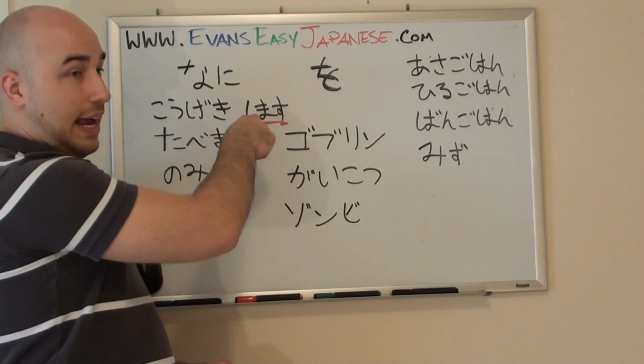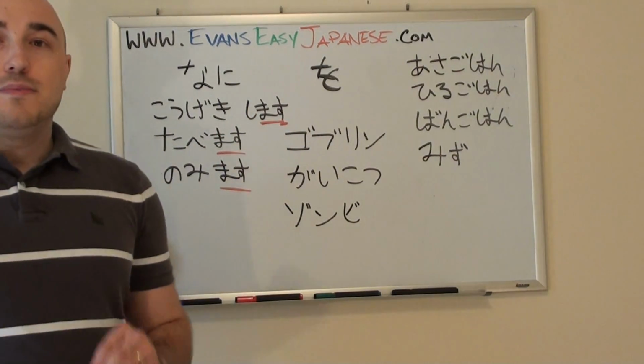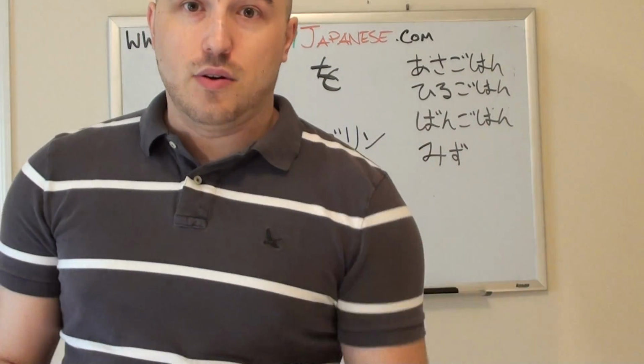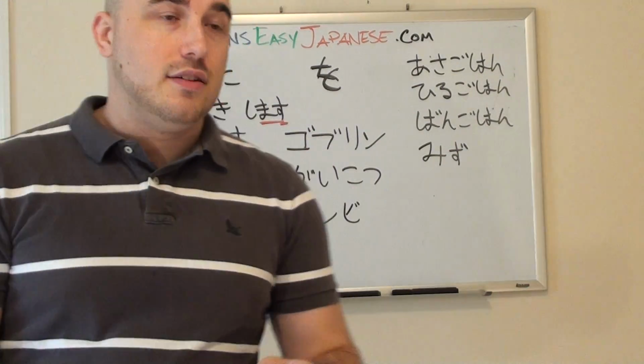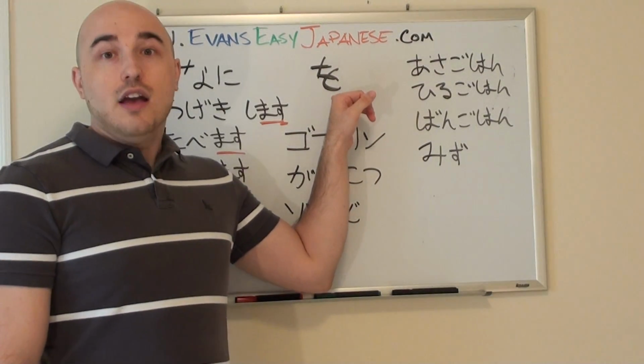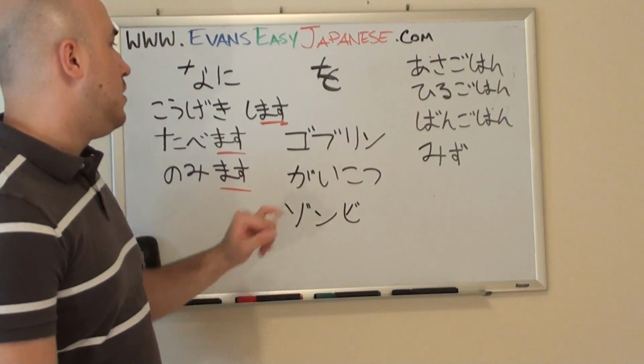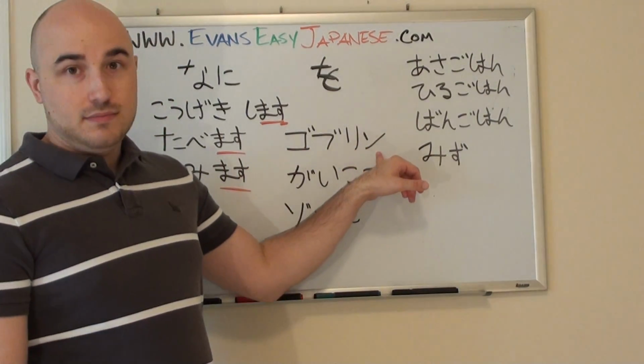In order to attack something, in order to eat something, in order to drink something, there needs to be an object that you drink or eat or attack. We signify the object with this guy right here, the o particle. O. Here's a goblin.